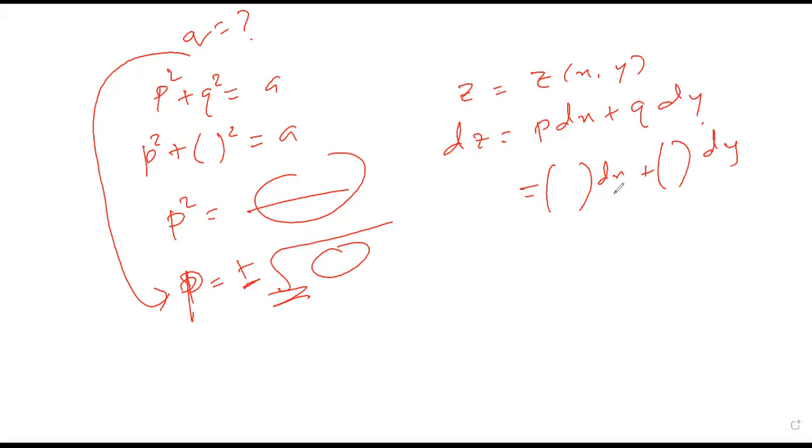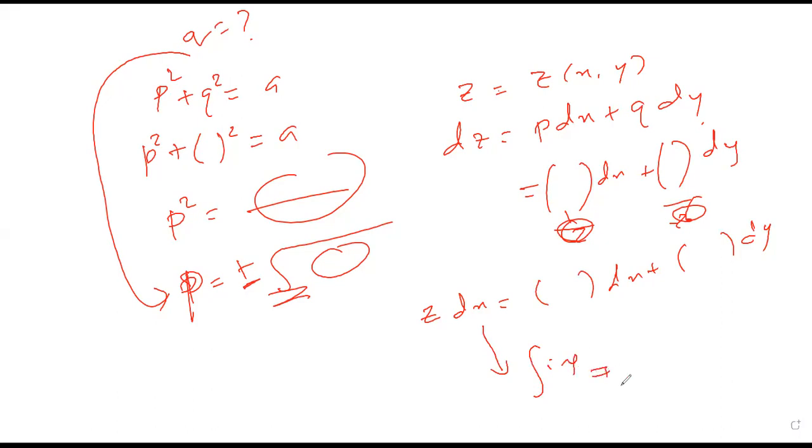So if you do this one, you may have some z terms here, like something z. You can check what is the answer. So then you can have z dx equal to whatever this one dx, this one dy. So when you are solving and taking the integral after that, you can get the answer of z.